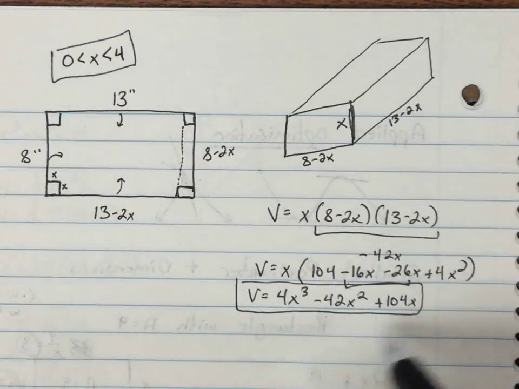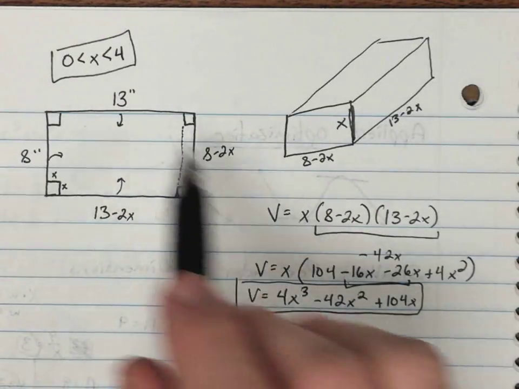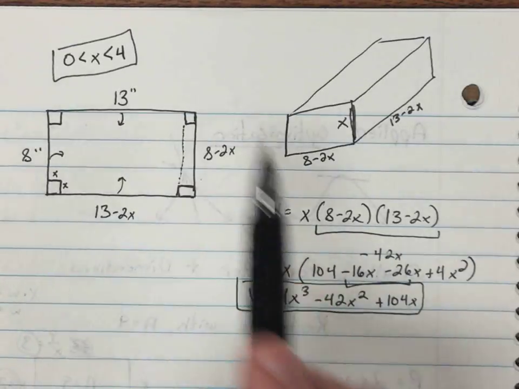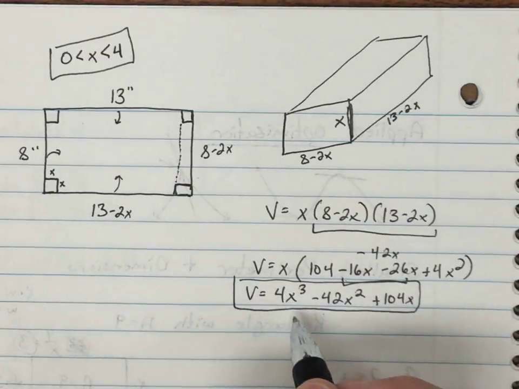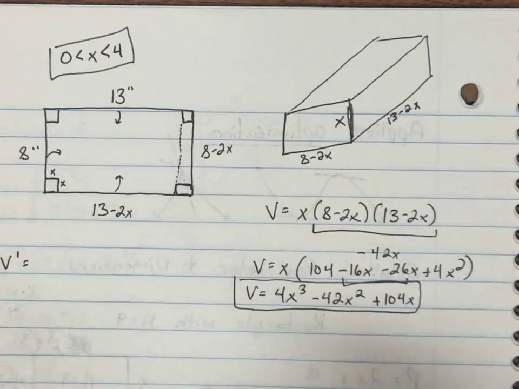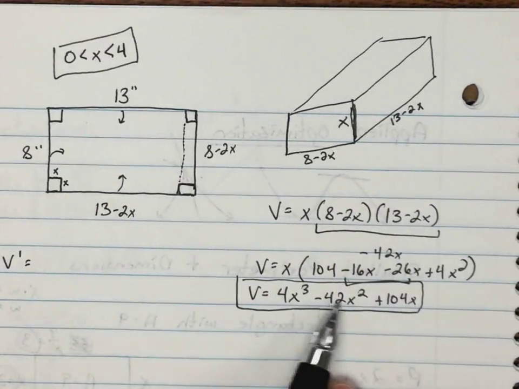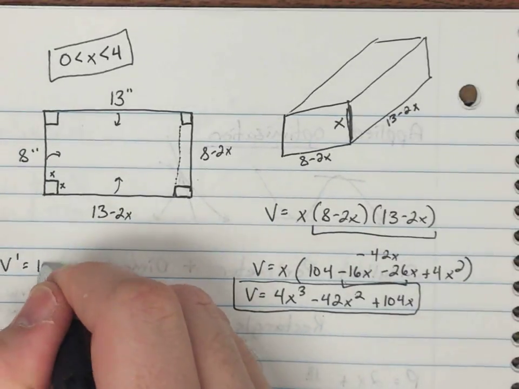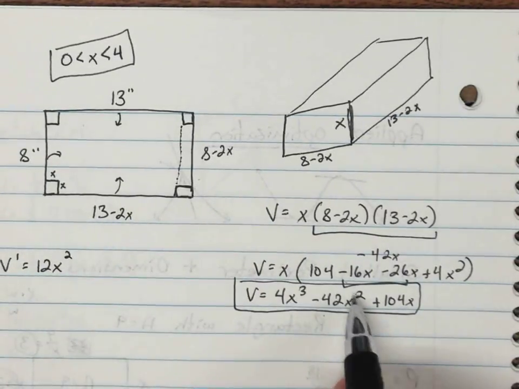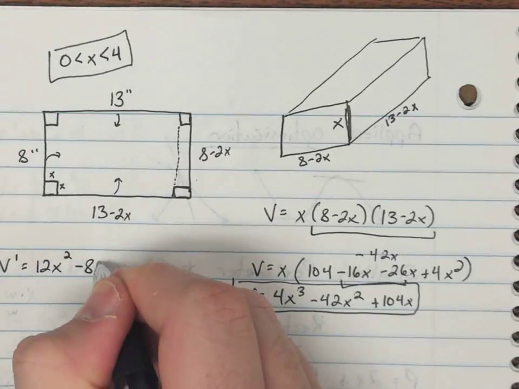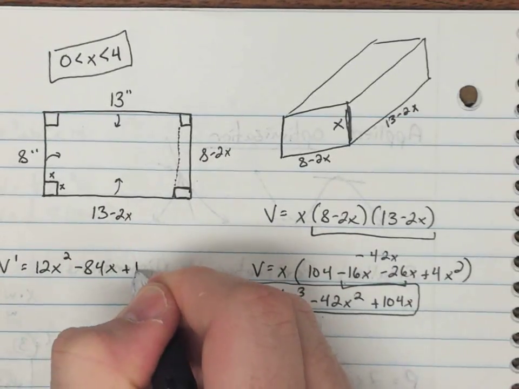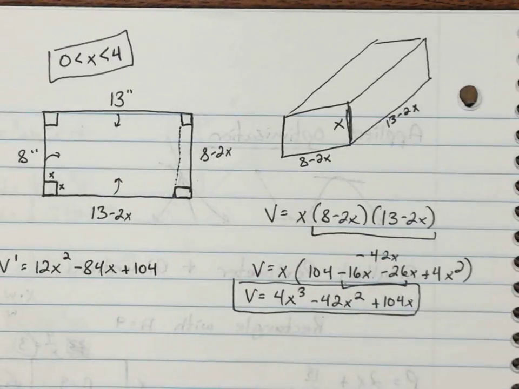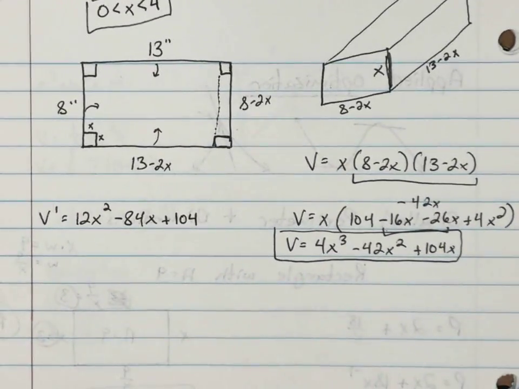So what is the maximum volume that can occur in this interval? Let's find out. In order to find that maximum, again, find V prime. And it's a simple polynomial now. Move the 3 down front, multiply, take 1 away. Same thing here, negative 84X. And 1 times 104 is a positive 104. So there's your V prime.